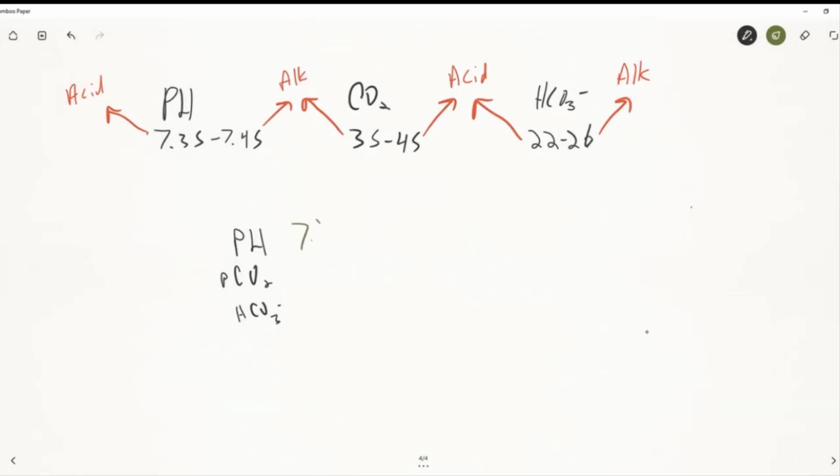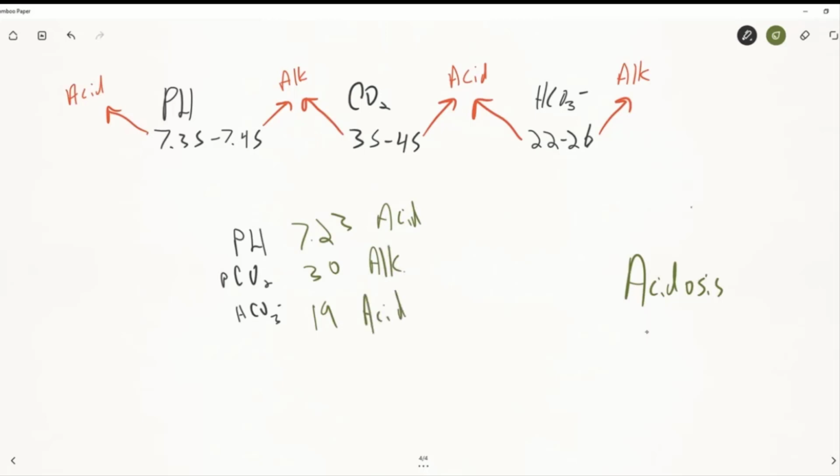pH 7.23, PCO2 30, and bicarb 19. Try this one again on your own, and then we'll go through them together. First, the pH is acidic. So this person has what? They have acidosis. Look at the other two. The PCO2 is alkaline. The bicarb is acid.